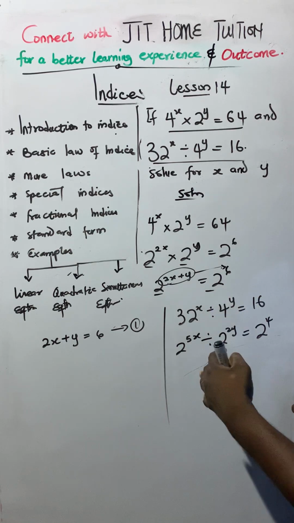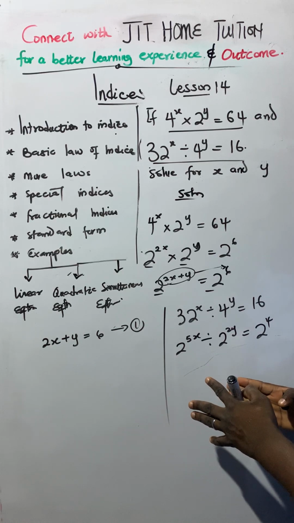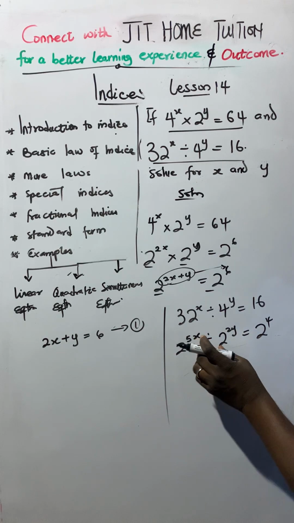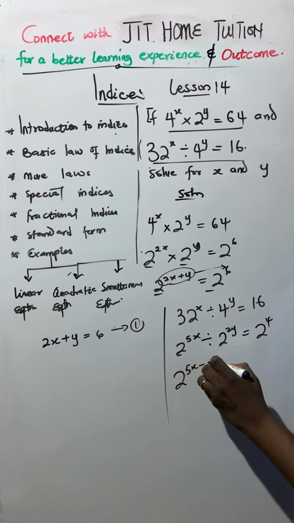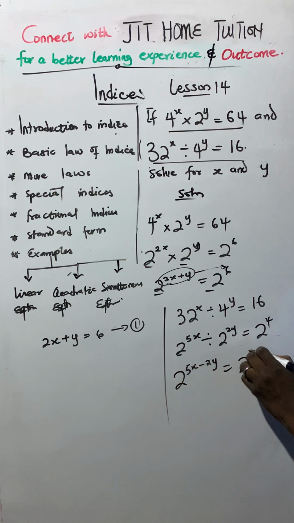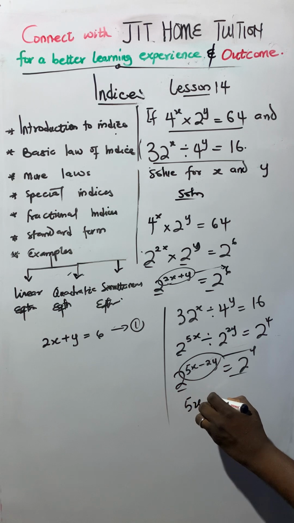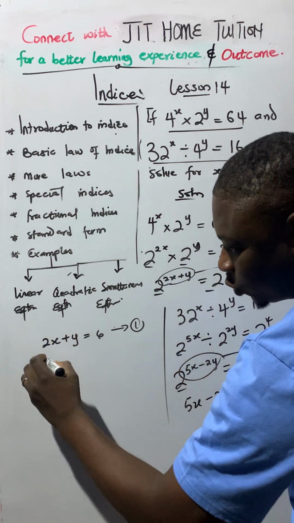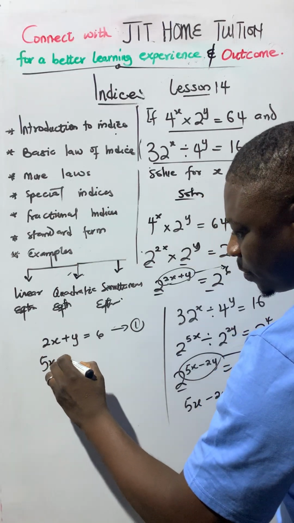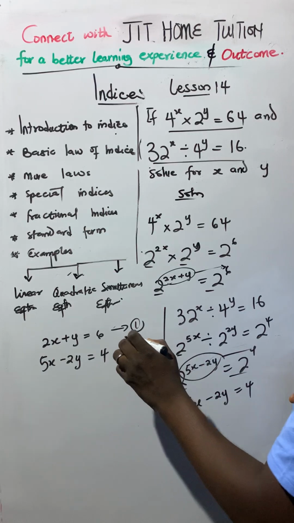Now, the second law of indices says that when they are dividing and the base are the same, we subtract the powers. So they are dividing, the base are the same. So you have 2 exponent 5x minus 2y equal to 2 exponent 4. From here, you see that the base are the same, so you equate the powers. So you have 5x minus 2y equal to 4. So that one will also be here: 5x minus 2y equal to 4. And this one will become equation 2.